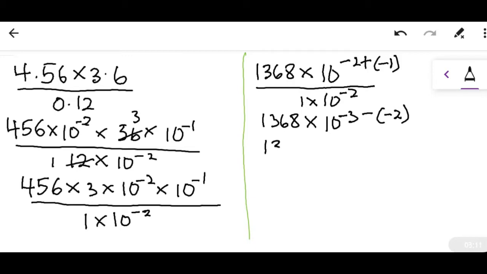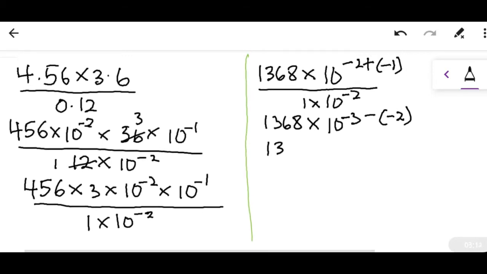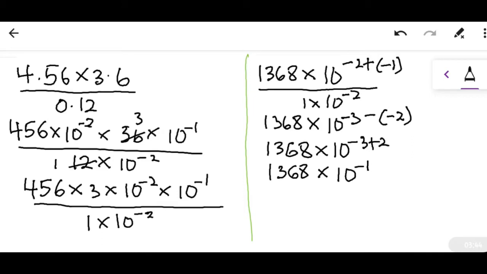Yeah, so 1368 multiplied by 10 to the power negative 3 plus 2. We all know why it's plus 2. Yes, because negative multiplied by negative gives us positive. So, yes, negative 3, negative, negative 2 gives us negative 3, positive 2. And that gives us negative 1. So we are having 1368 multiplied by 10 to the power negative 1.